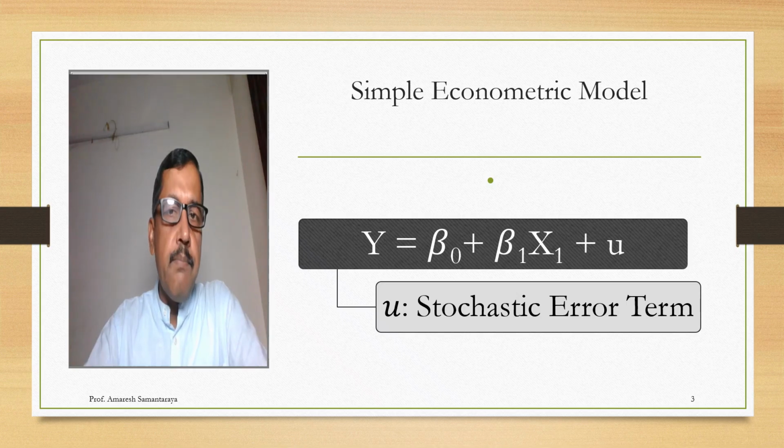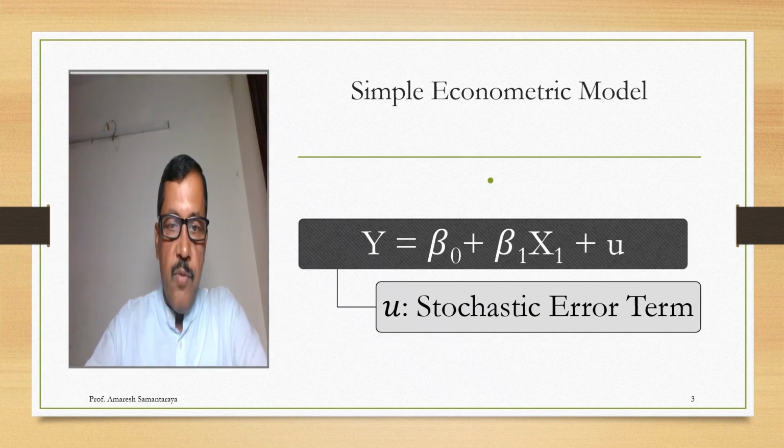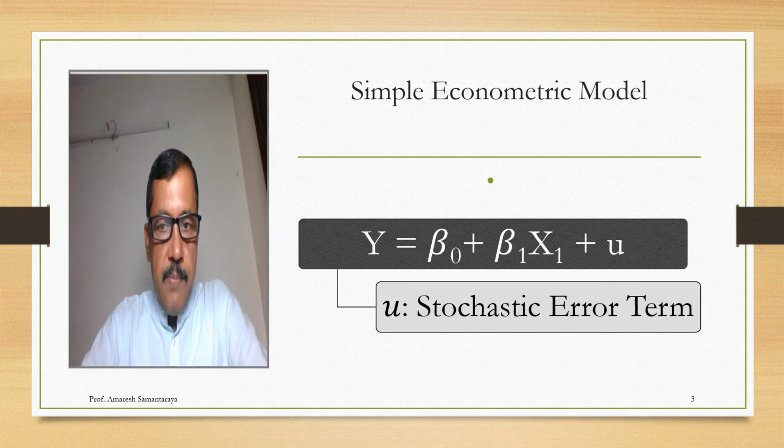By simple econometric model, what I mean is I restrict to only one right hand side variable. As you can see in this econometric model, y is the dependent variable and only x1, only one explanatory variable appears on the right hand side. This is basically a simple or two variable econometric model. And as I have already indicated in my previous session, beta 0 is the intercept and beta 1 is the slope coefficient.